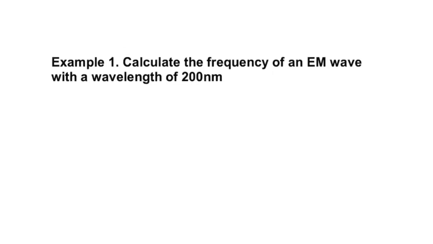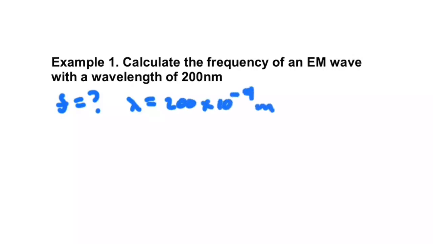In this example, calculate the frequency of an EM wave with a wavelength of 200 nanometers. So what are we interested in? The frequency. What do we have? The wavelength. The wavelength is 200 nanometers, so that is the same as 200 times 10 to the minus 9 meters. But we also have the speed, c, which is always equal to 3 times 10 to the power 8 meters per second. So we always have the speed with EM waves. Don't forget that. So with these variables, how can you calculate the frequency?